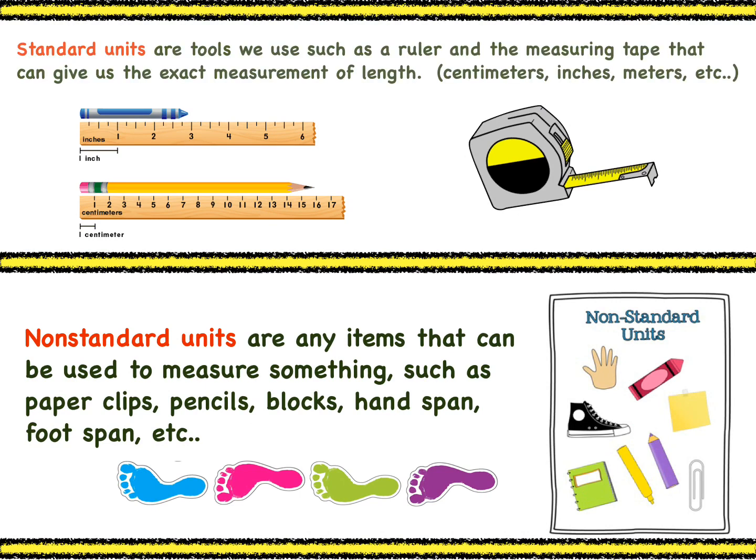Standard units are tools we use, such as a ruler or the measuring tape, that can give us the exact measurement of length, like to know how long the thing is in centimeters, inches, meters, etc. While the non-standard units are any items that can be used to measure something, such as paper clips, pencils, blocks, handspan, foot span, or any other item we have.